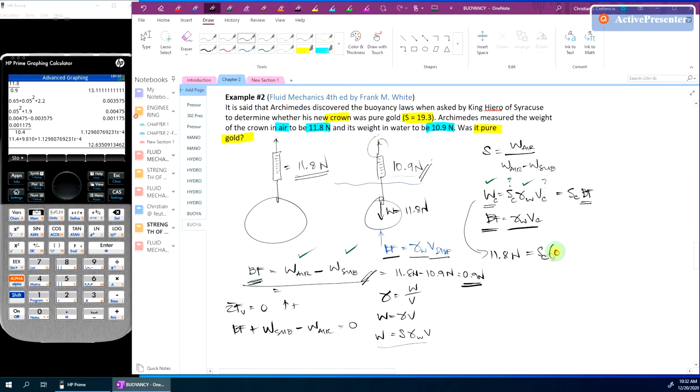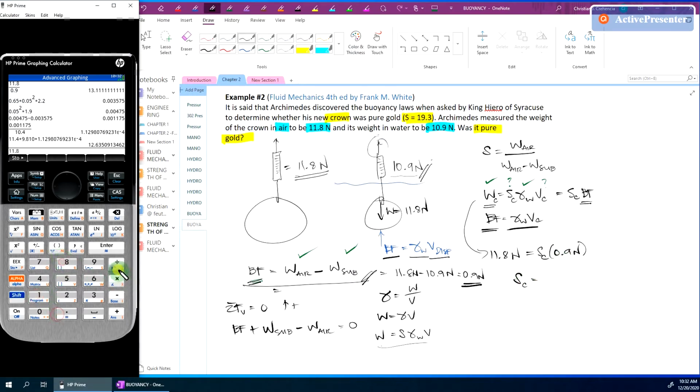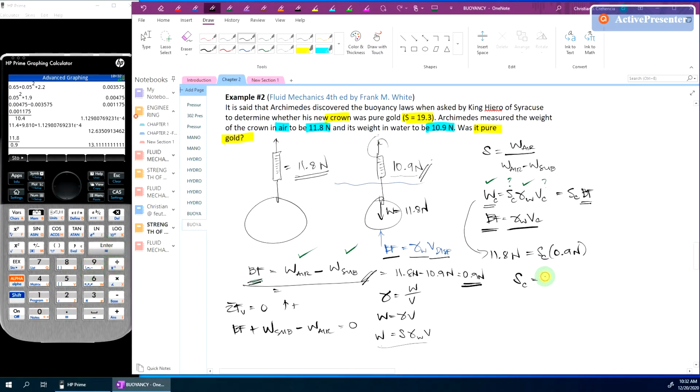Okay, so multiply by 0.9 Newton. Okay? So, we can also solve for the specific gravity of the crown. So, which is 11.8 divided by 0.9. Okay, so we have 13.11. So, was it pure gold? So, no. So, not pure gold. Okay?